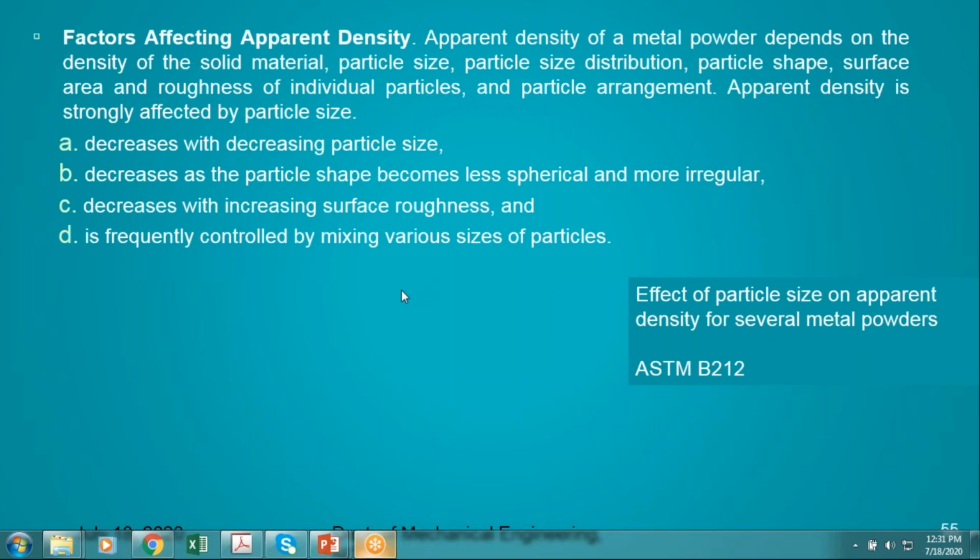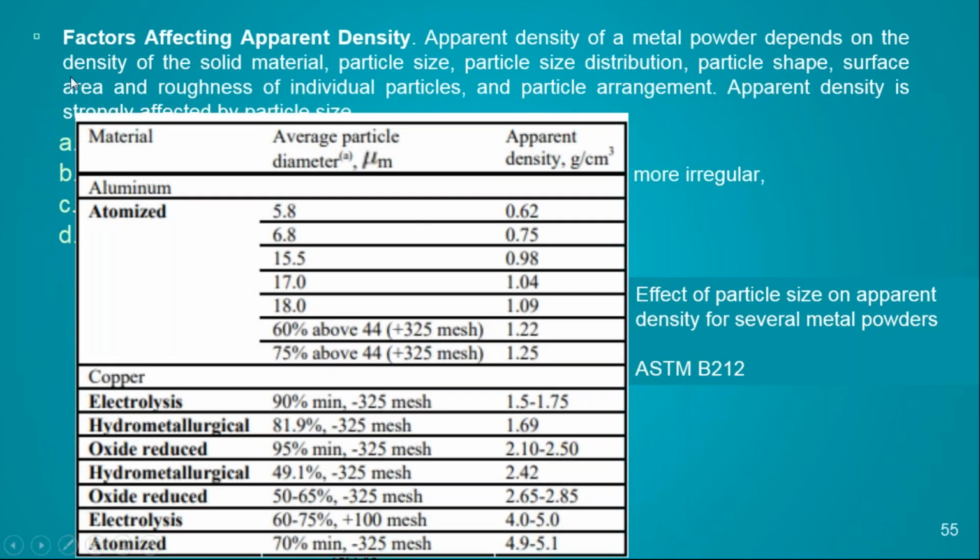If you mix fine particles and higher deviation particles, you can control the apparent density of the particles. If you see this table, it shows the particle size and distribution of apparent density. With respect to the different processes, such as atomization, electrolysis, or hydration-dehydration, we get a different average particle size diameter. Based on that particle size diameter, you can see the apparent density is varying.